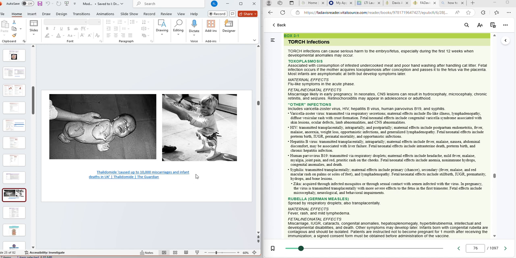These babies were born with what they called at the time flippers. Short arms, shortened legs, no bones, and these babies dealt with this the rest of their lives. 10,000 miscarriages and infant deaths happened in the UK.